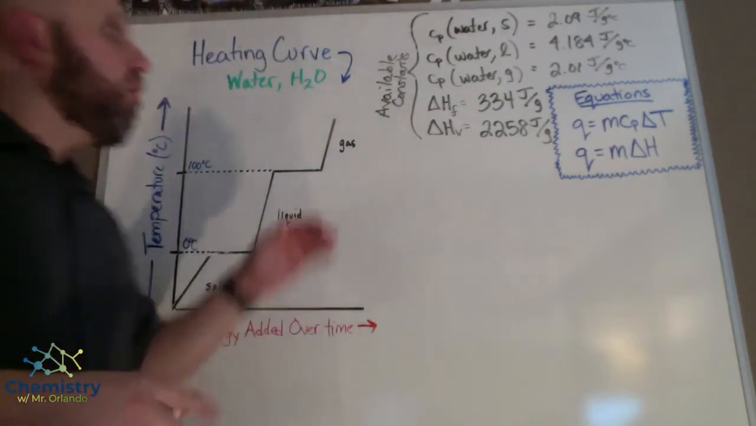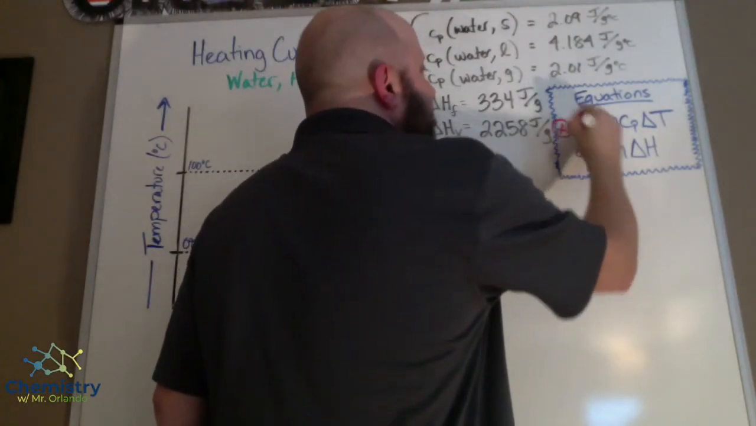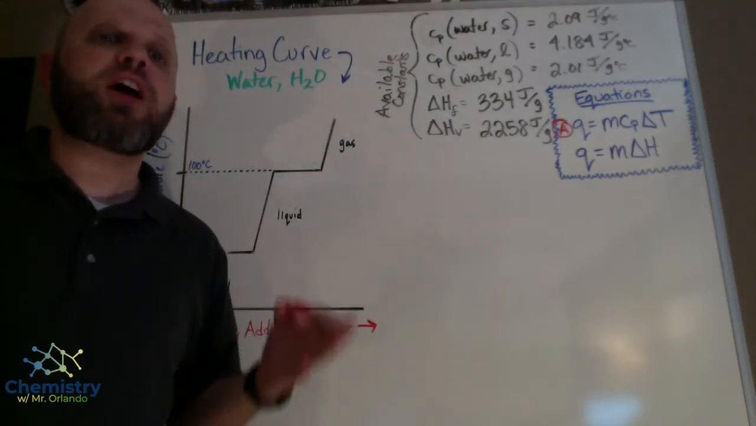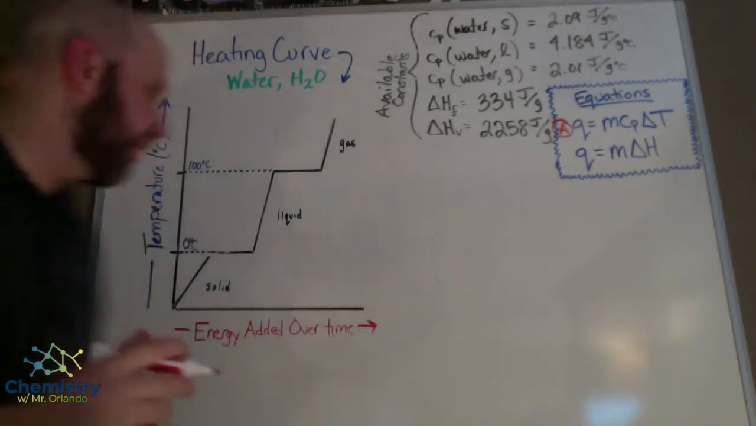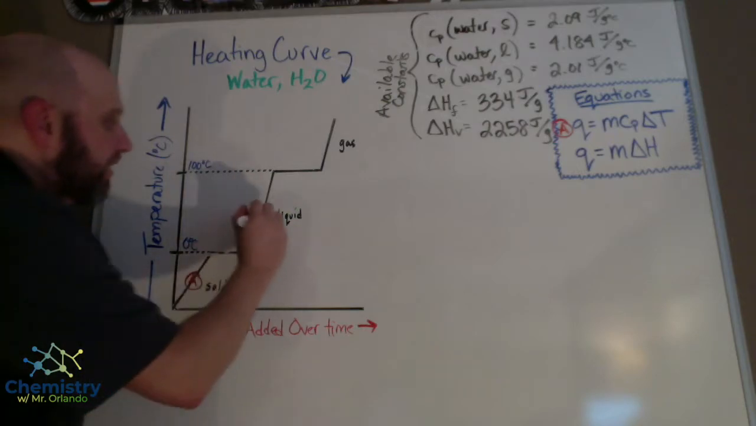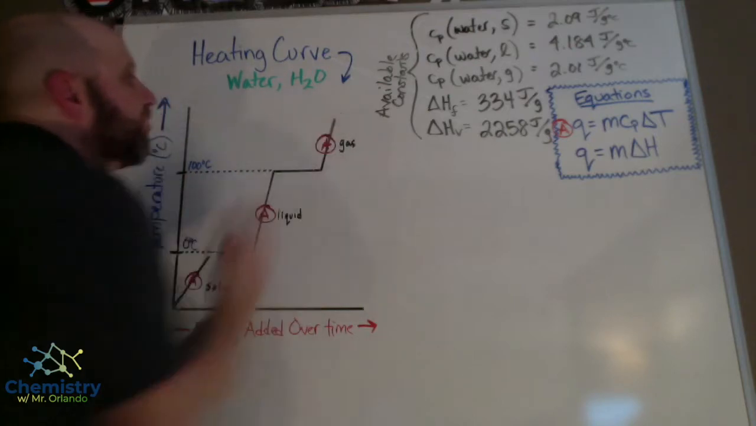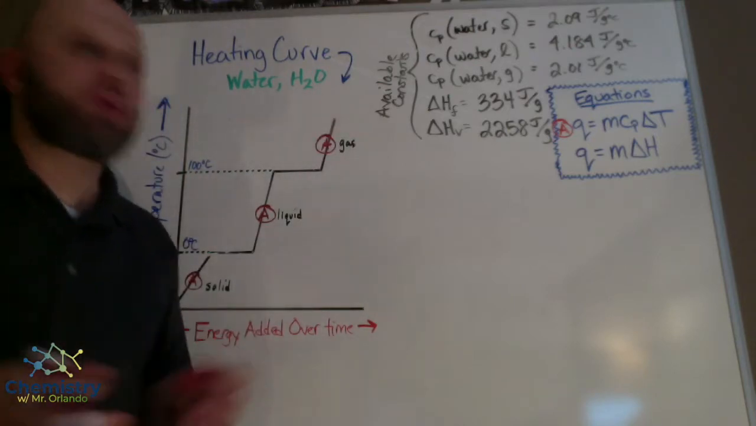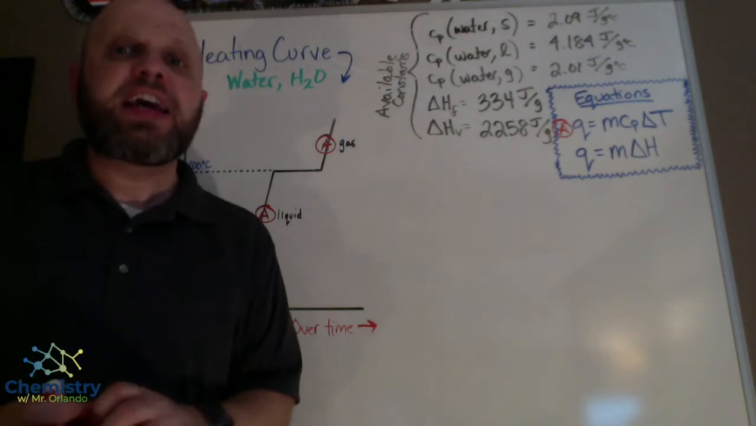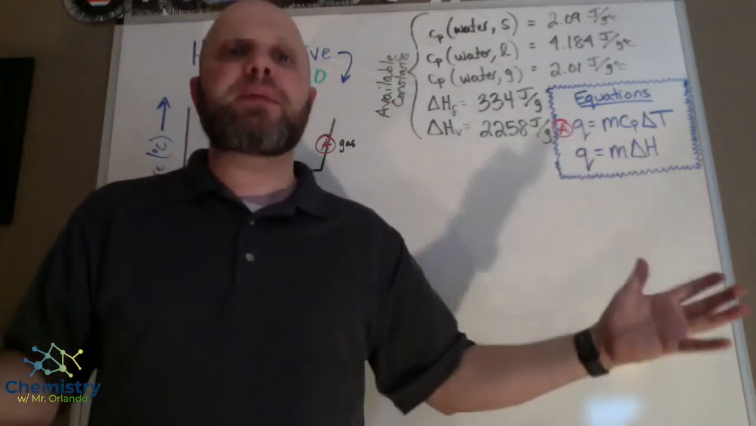So when we're using this equation, and I'm going to call this equation A, we can only use equation A on parts of the graph where the temperature is changing. So down here where the temperature is changing, we can use equation A. Here where the temperature is changing, we can use equation A. And here where the temperature is changing, we can use equation A. The reason why we can't use equation A in these two spots, when it's going through a phase change, is because temperature is not changing. So the change in temperature would be 0 and Q would end up equaling 0.